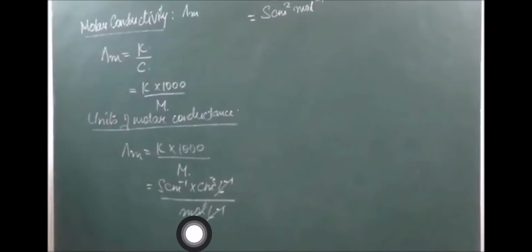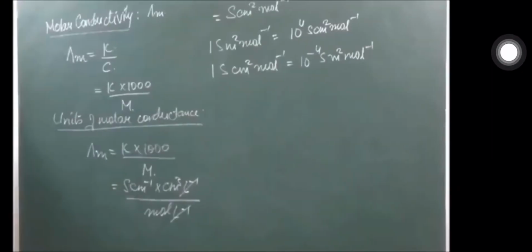Mole we are putting down, so when it goes up we can say it is per mole, that is Siemens centimeter square per mole. Remember this: the unit of molar conductance is Siemens centimeter square per mole.